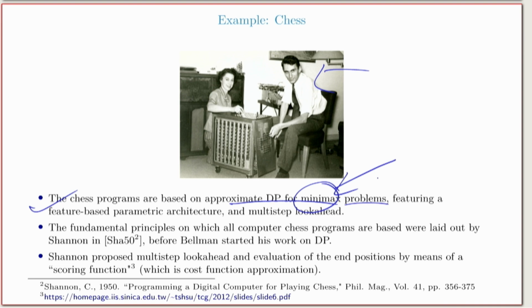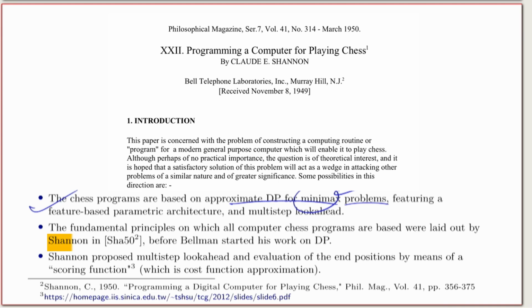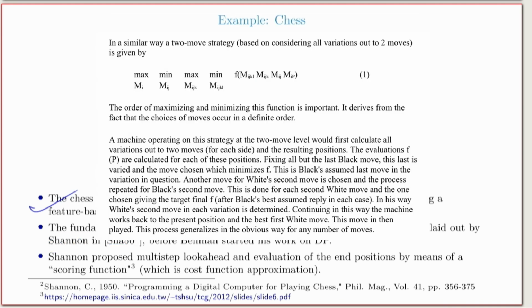Okay, so there are two classes of min-max problems. One is simultaneous, one is sequential. Earlier results on this were by Shannon in 1950. So Shannon proposed a multi-step look-ahead approach. So we know by now what a multi-step look-ahead could be.